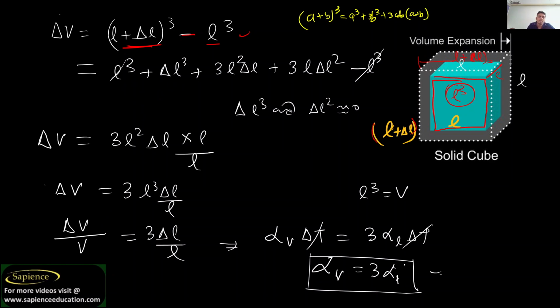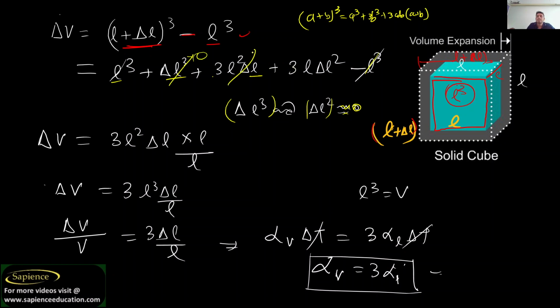I have expanded it like L cube plus del L cube plus 3 L square into delta L, plus 3L into delta L square, minus L cube. So L cube got cancelled, and small delta L cube as well as delta L whole square is approximately equal to 0. Why? Because it is very small, and if it is very small, then we will finally get it as 0.